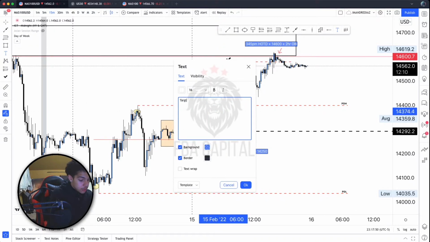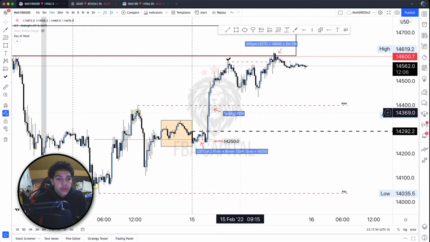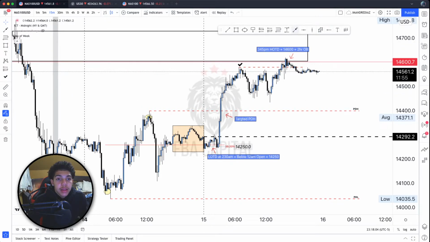So target the previous day's high. And then what level is this? This is also 14,400. So that is something that can also happen. Now, what if you would have potentially missed this overall trade and you knew that price was still wanting to go higher and had that willingness?